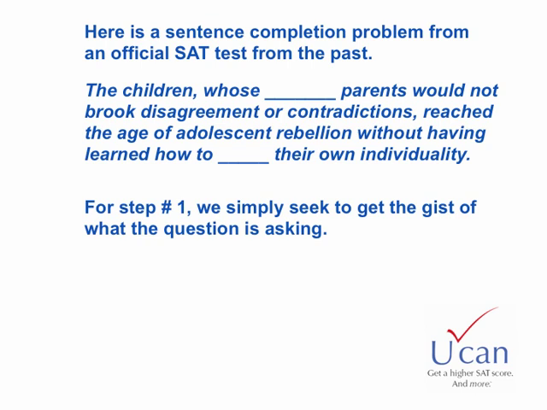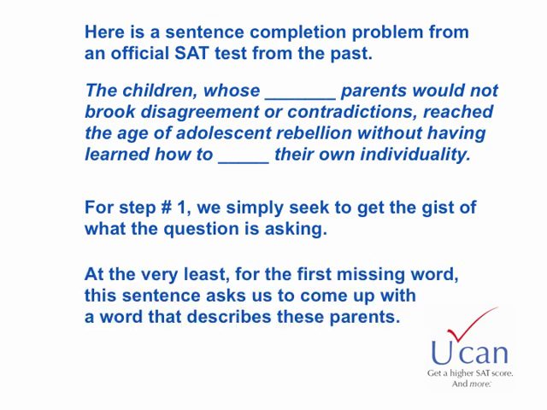Clearly, in this case, the first word is going to be a word that would describe the parents. And then we're asked to come up with some type of action. In other words, the children who reach the age of adolescent rebellion without learning how to blank their own individuality. Okay, awesome. So let's move on. At the very least, for the very first missing word, this sentence asks us to come up with a word that describes these parents. Let's go on to the next.